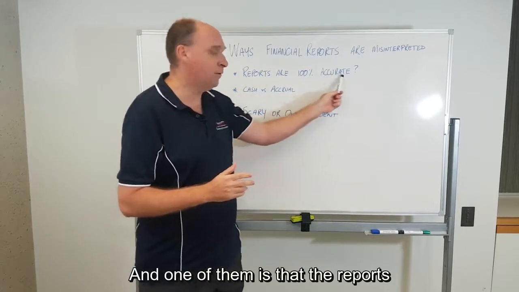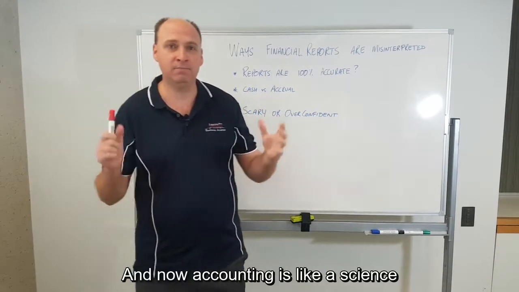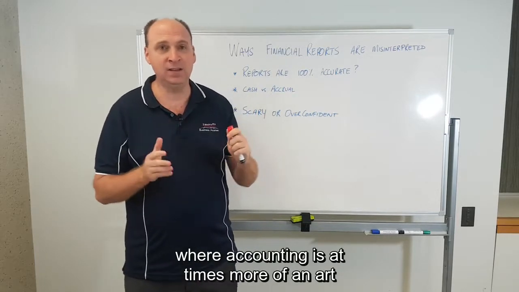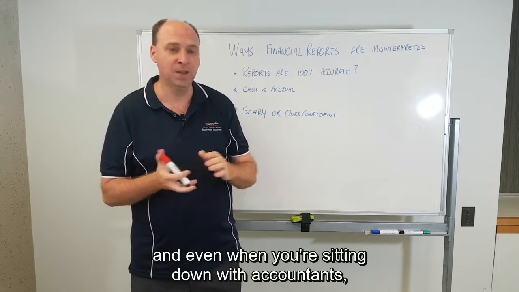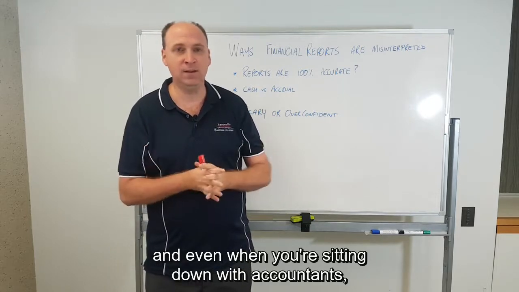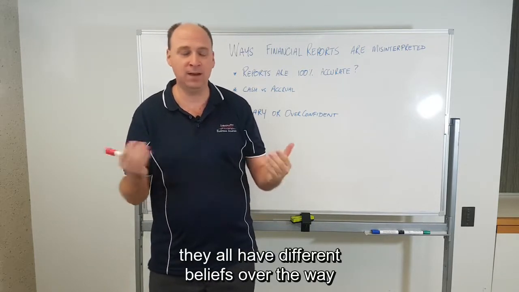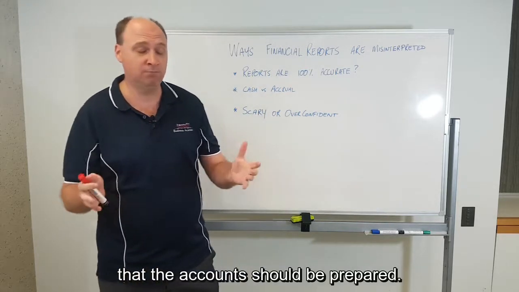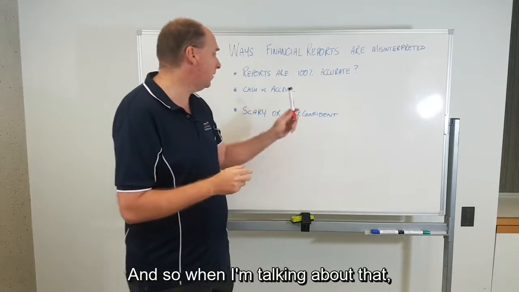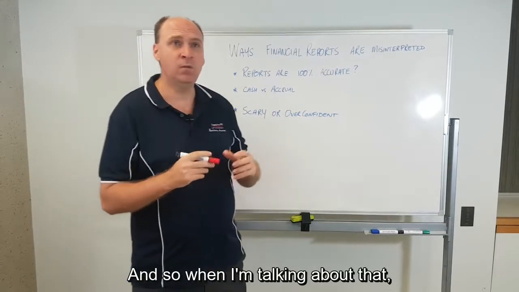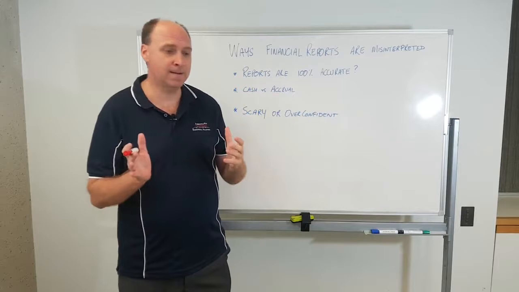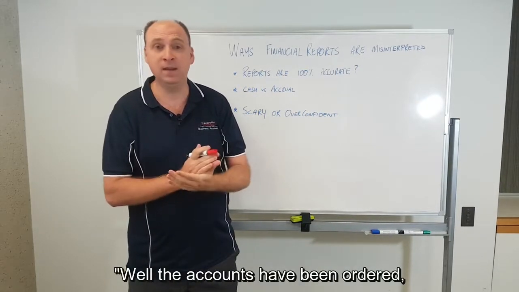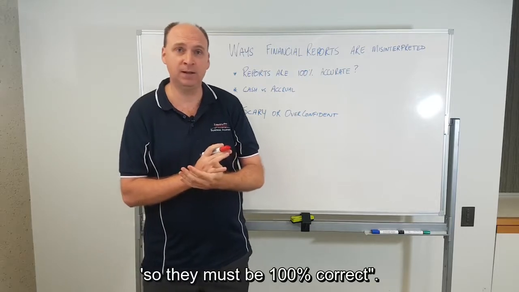One is the belief that the reports are 100% accurate, and that accounting is like a science, when accounting is at times more of an art. Even when you're sitting down with accountants, they all have different beliefs about the way the accounts should be prepared. Sometimes managers say, well, the accounts have been audited, so they must be 100% correct.